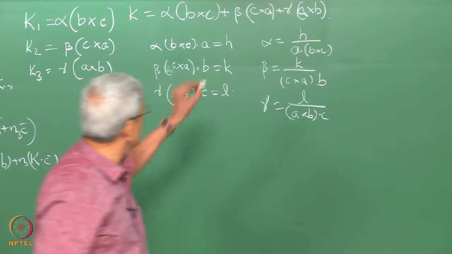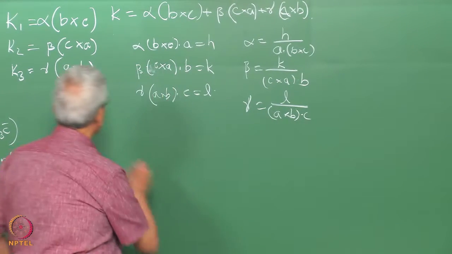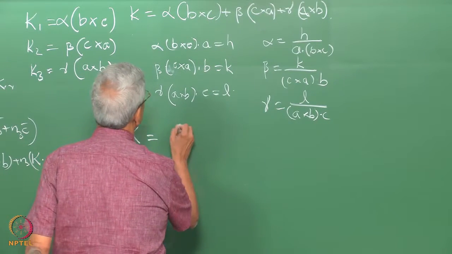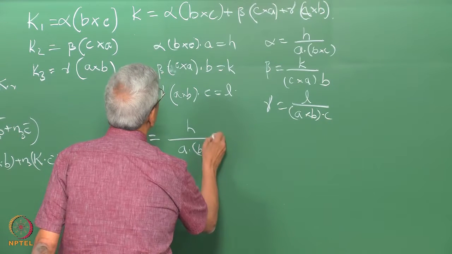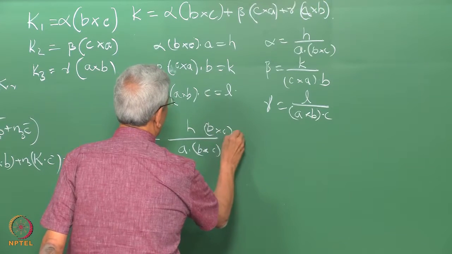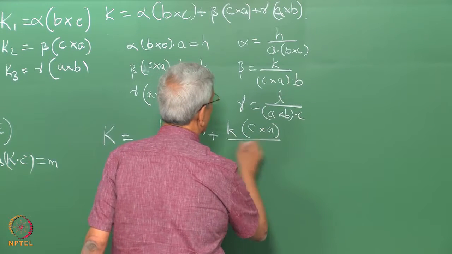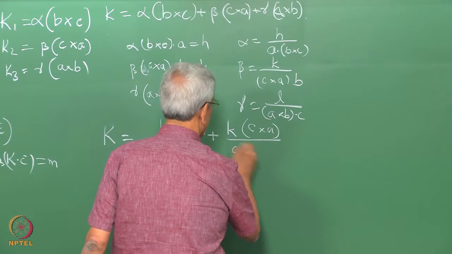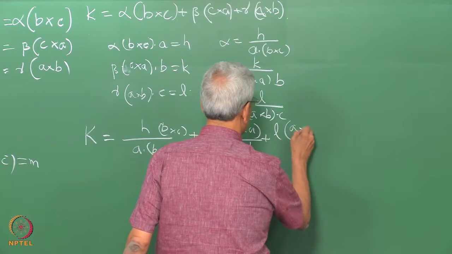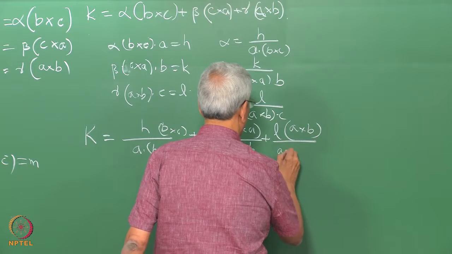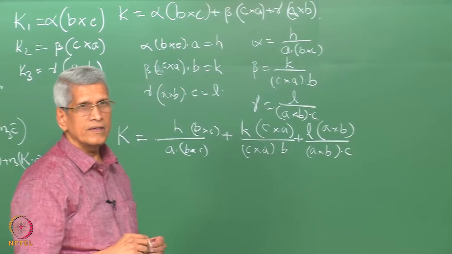If we substitute this into the expression for k, what does it become? k becomes H by A dot B cross C into B cross C, plus k into C cross A by C cross A dot B, plus L into A cross B by A cross B dot C, correct? Is it not?